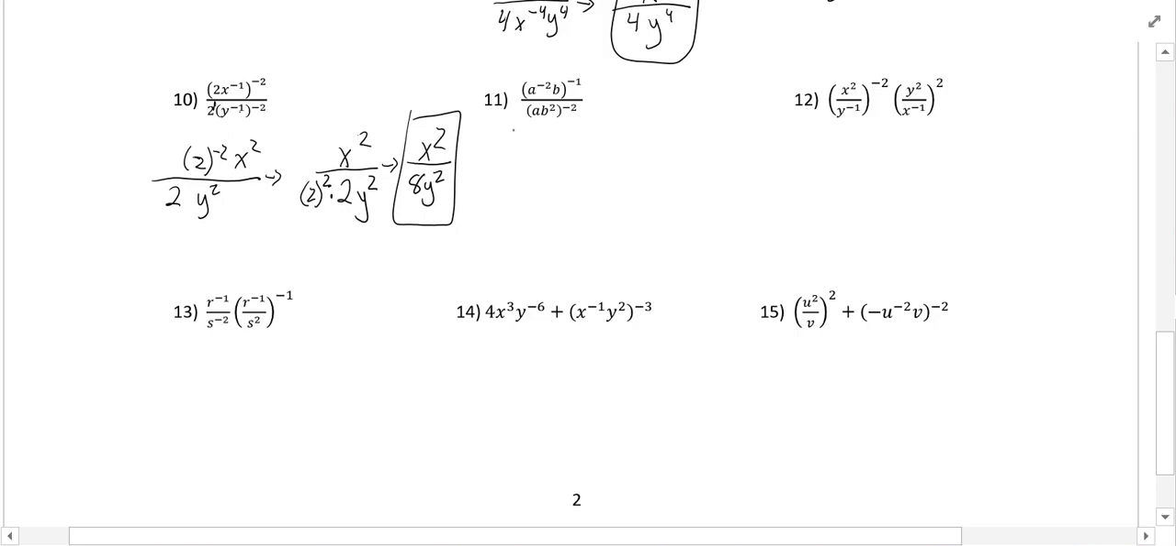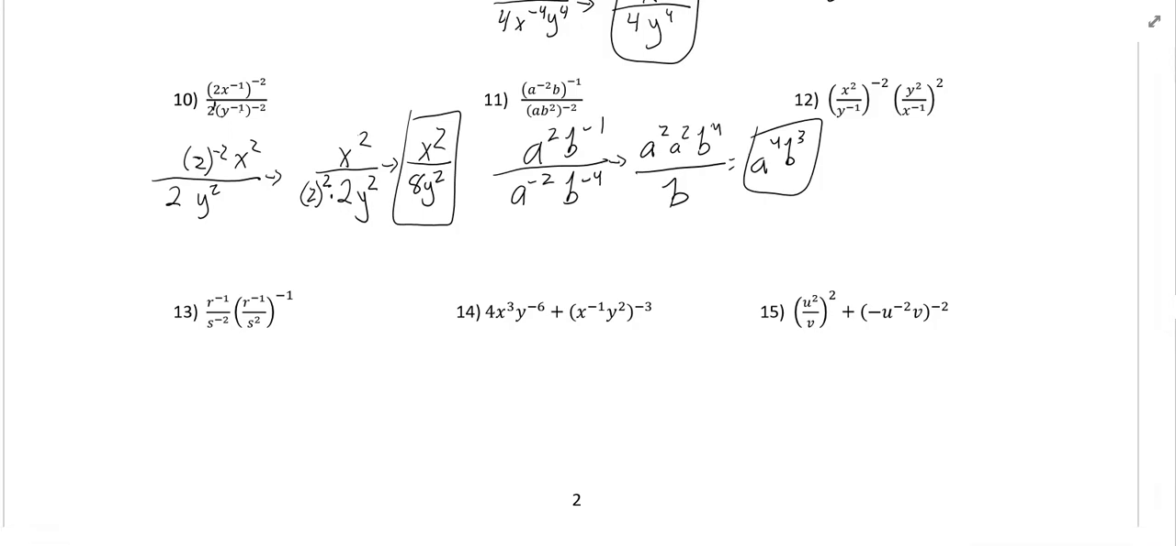Okay, let's try it. I want you to pause the video and try number 11. Okay, so when we simplified, then we should be left with a to the 4th, b to the 3rd. All right, why don't you go ahead and pause the video and try 12.